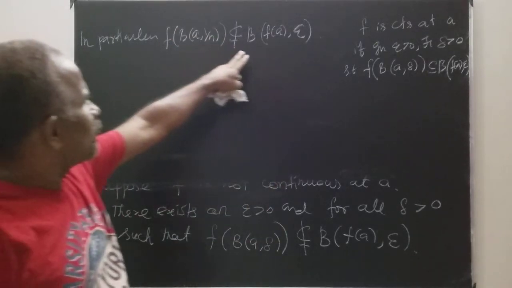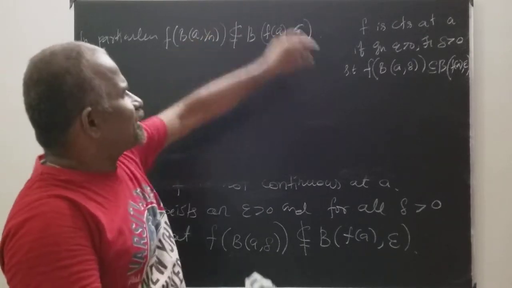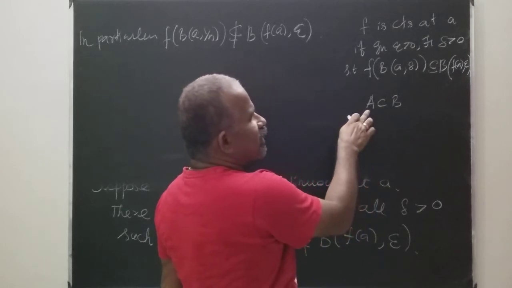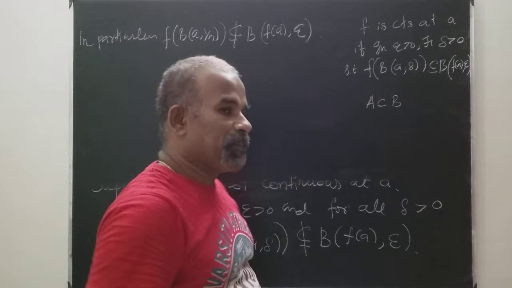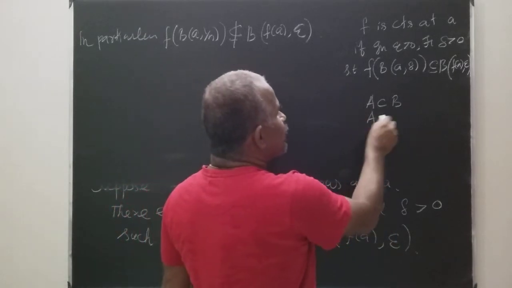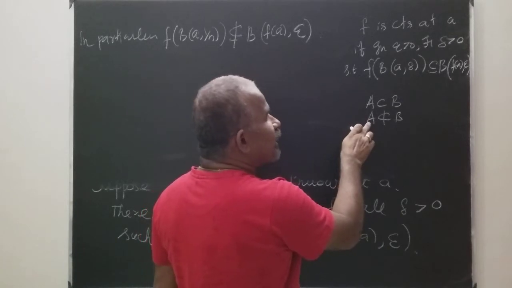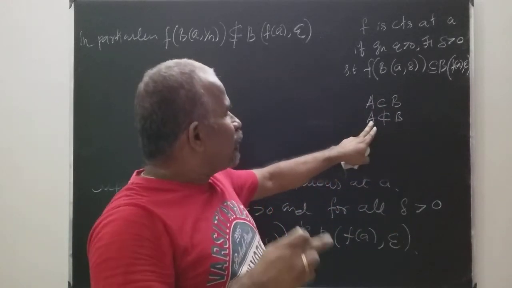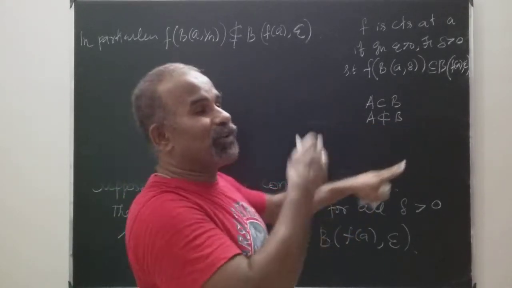When we say that a set is not a subset: suppose A is a subset of B, then every element of A is also an element of B. Therefore, A is a subset of B. Suppose A is not a subset of B, then there exists at least one element in A which does not belong to B. Therefore, it's not a subset.